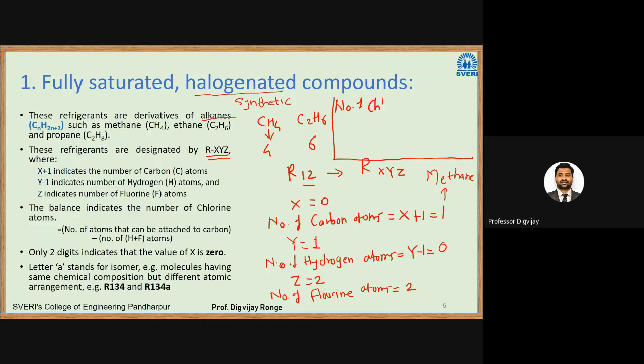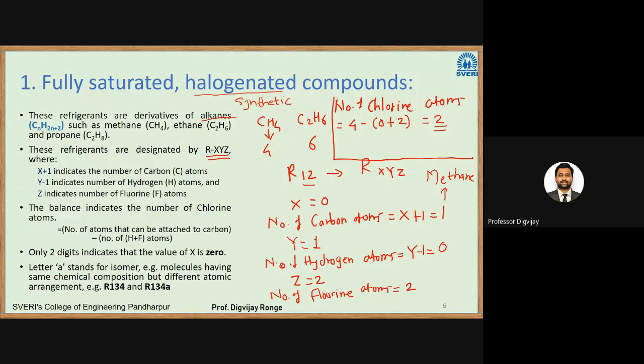Number of chlorine atoms will be equal to, so as this is a methane base, in methane how many atoms can we attach to carbon? That is 4, minus the number of hydrogen and fluorine atoms. So the number of hydrogen atoms here is 0, plus the number of fluorine atoms, that is 2. So this will be 2. So the number of chlorine atoms is 2.